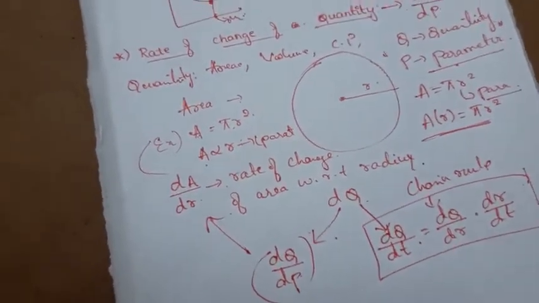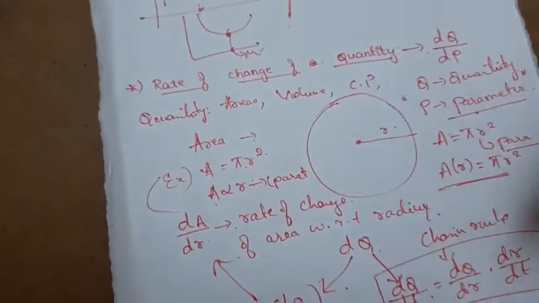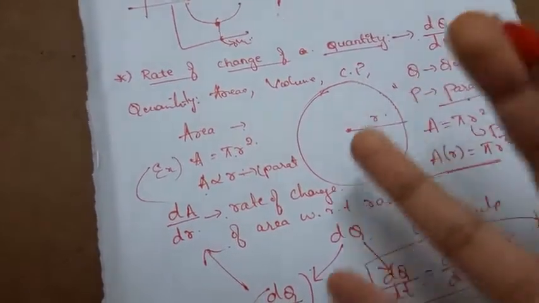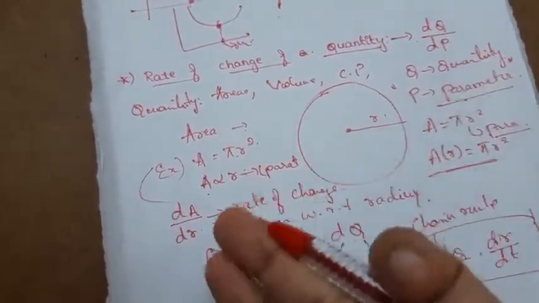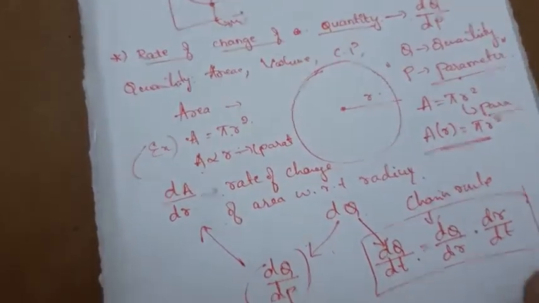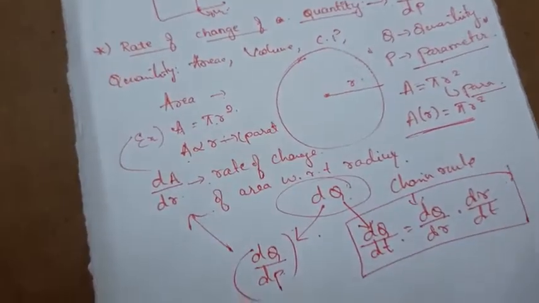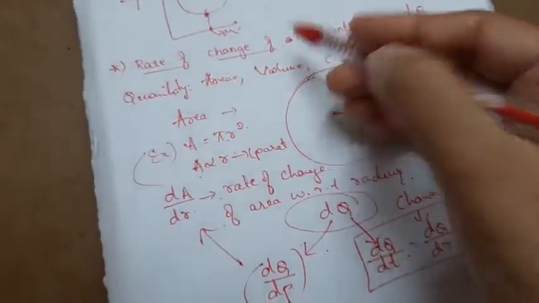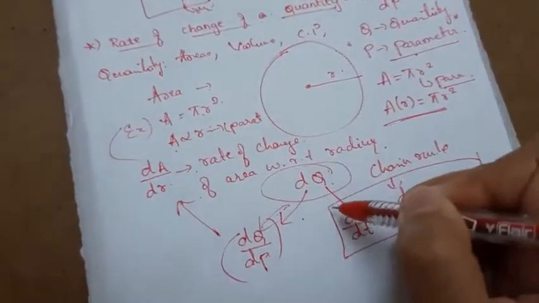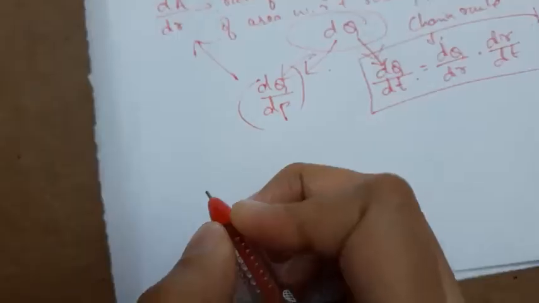So upon briefing this part, it is clear that the rate of change of a quantity is nothing but the quantity changing with respect to one of the parameters. In the given example, the parameter was the radius. The rate of change of a quantity can be solved in two ways. One, it is changing with respect to the parameter. Another, it is changing with respect to the time.